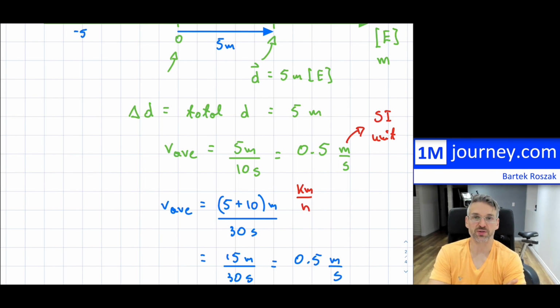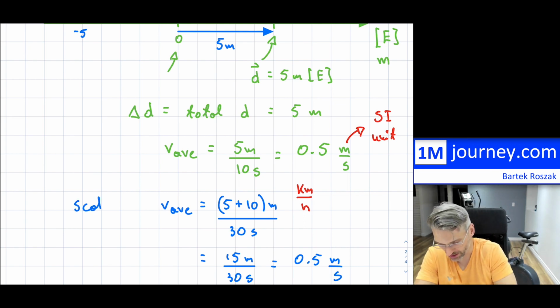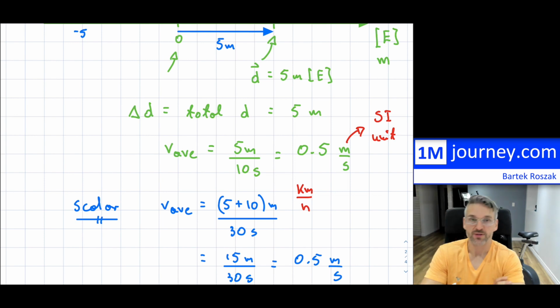So speed is just measuring. It is a scalar, and this is something that we should be aware of. So there's really no direction to it. We're just interested in measuring how quickly we're moving along.